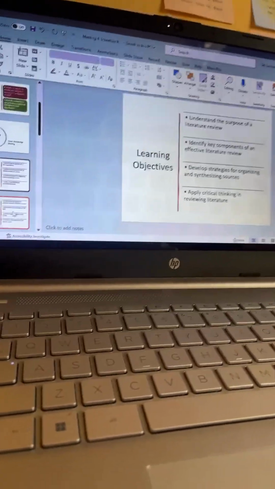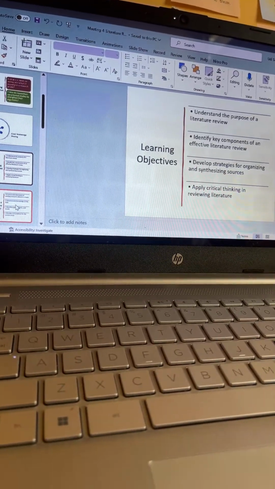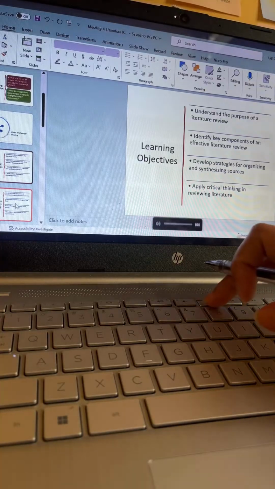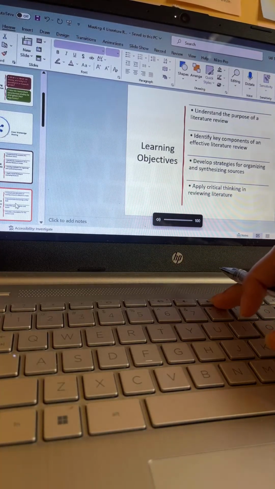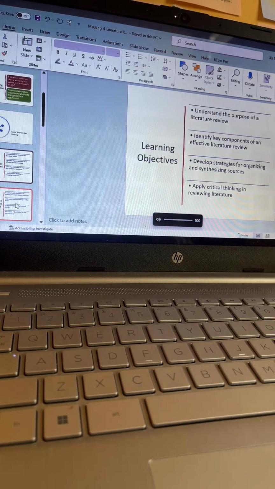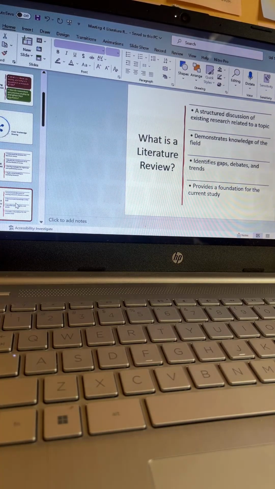In your final year. What I'm going to specify would be on the writing of the literature review in the research article. All right, so that's the focus of my presentation this afternoon. So what is basically a literature review? I think every one of you knows what it is. It is basically a structured discussion of existing research related to a topic.